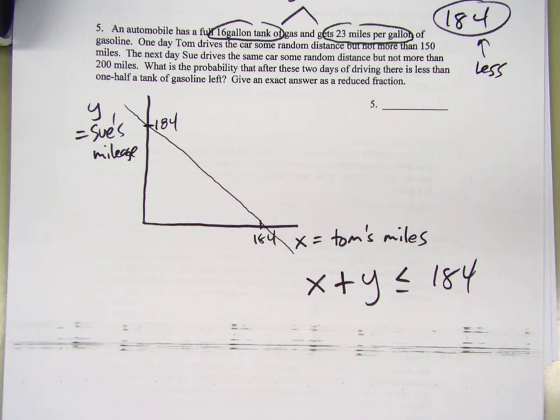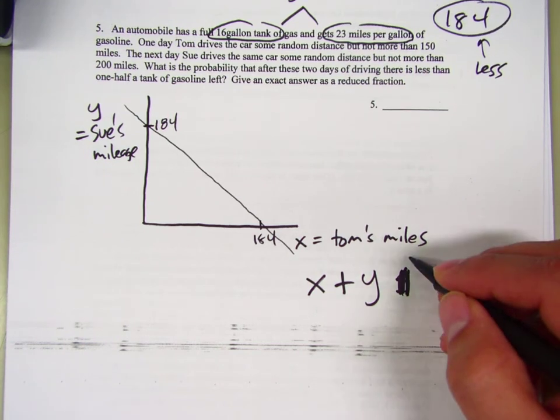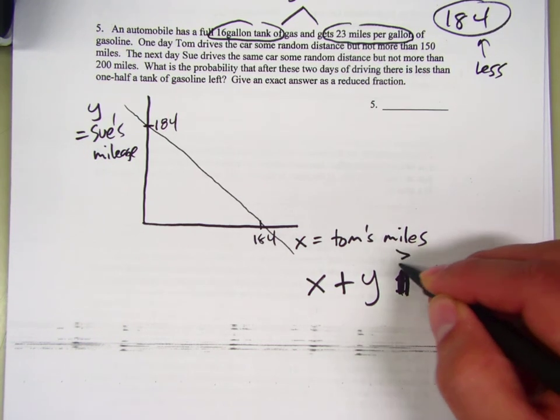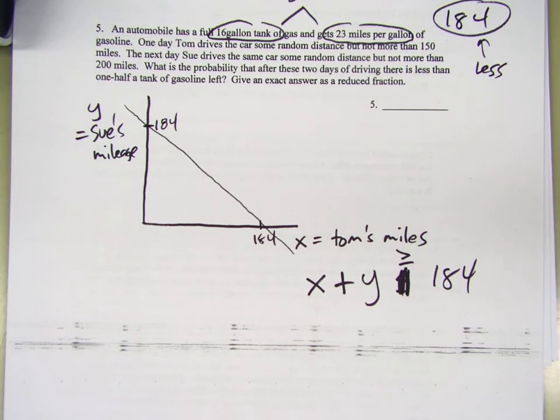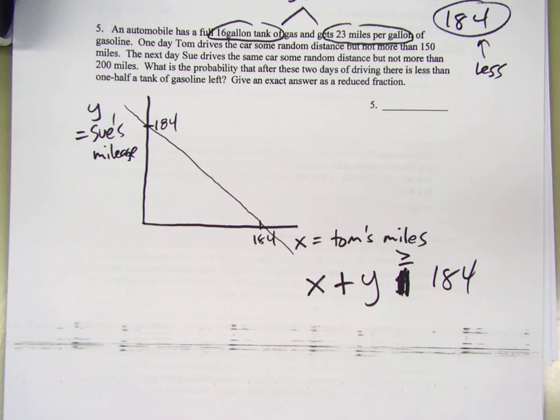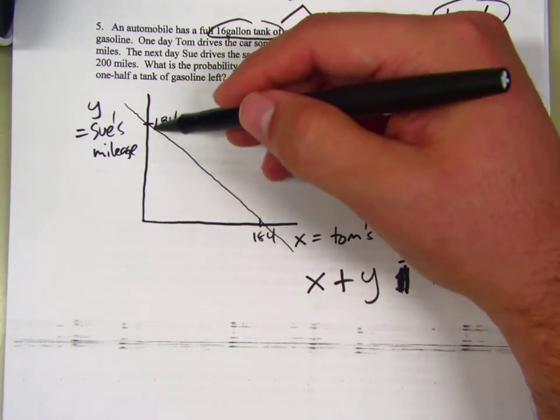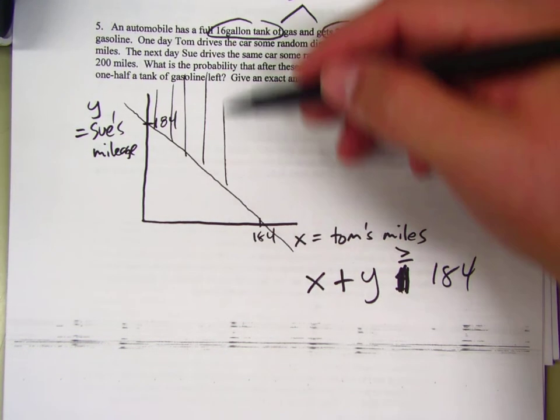Oh, you know what? I switched that. My bad. This should be greater than or equal to, because that's the part that tricked me the first time, and I did it again. We want the tank to be less than half full, which means we must have driven more than 184 miles. Does that make sense? So we want to be above this line. You guys see that?